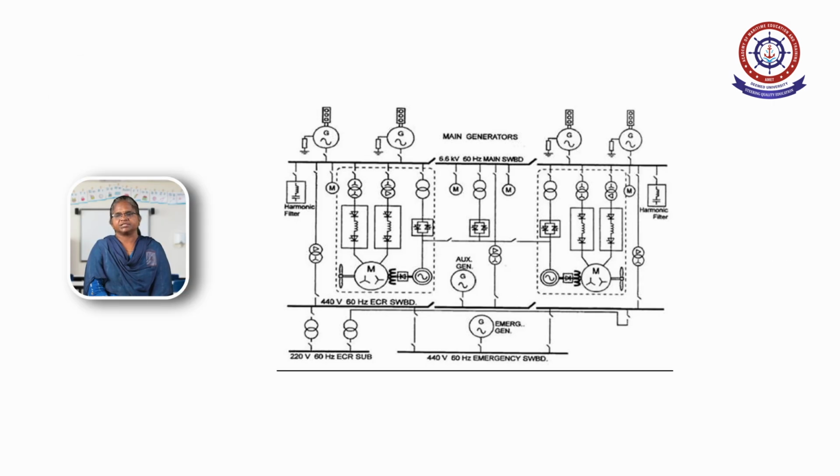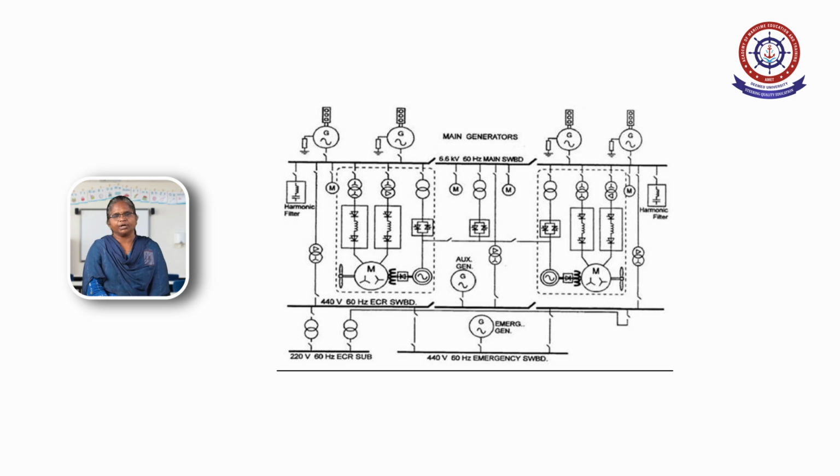In the ship electrical system, the ship electrical layout plays a major role. It consists of a generator. The generators are run by the prime mover. The generated voltage is usually 6.6 kV. This 6.6 kV is connected to the bus bar. From there, it is stepped down based on the requirement of the propulsion motor, with the help of the propulsion transformer.